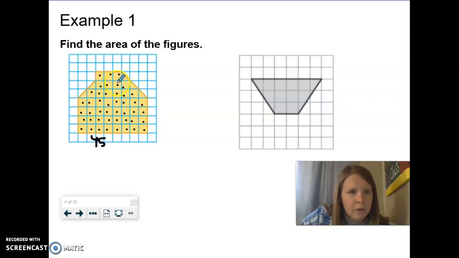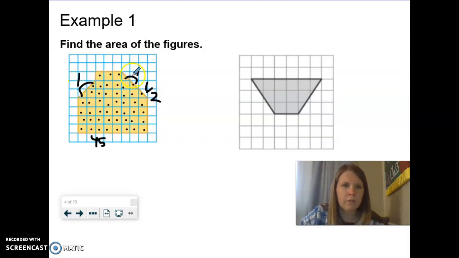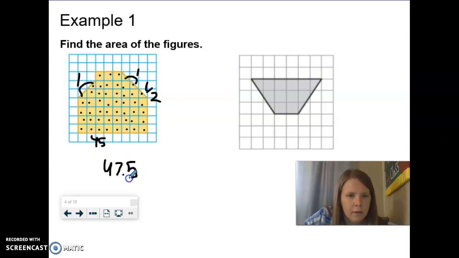And I'm going to count in my half ones. I would say that these together make 1, these together make 1, and this is probably a half. So in that case, 45 plus 1 is 46, plus another 1 is 47. I would say that my area for this one is 47.5. When you aren't given a specific unit, just write units. Sorry about that, it's kind of hard for me to write in here. Units. And make sure your units are squared because we're talking about area this time.